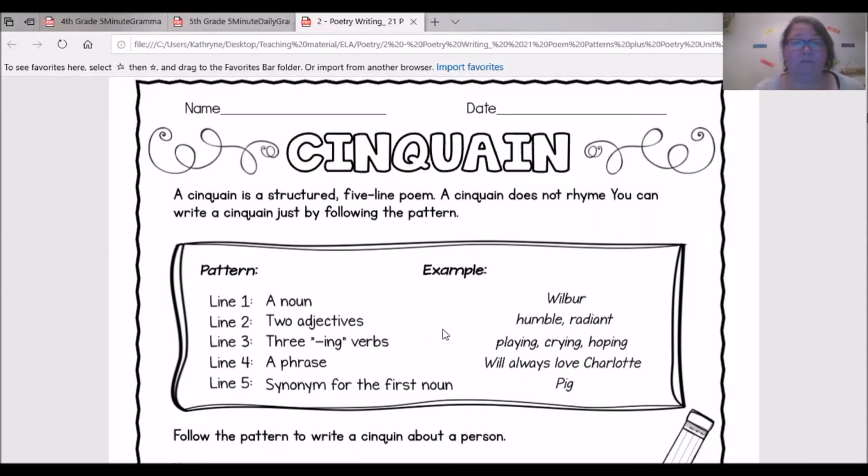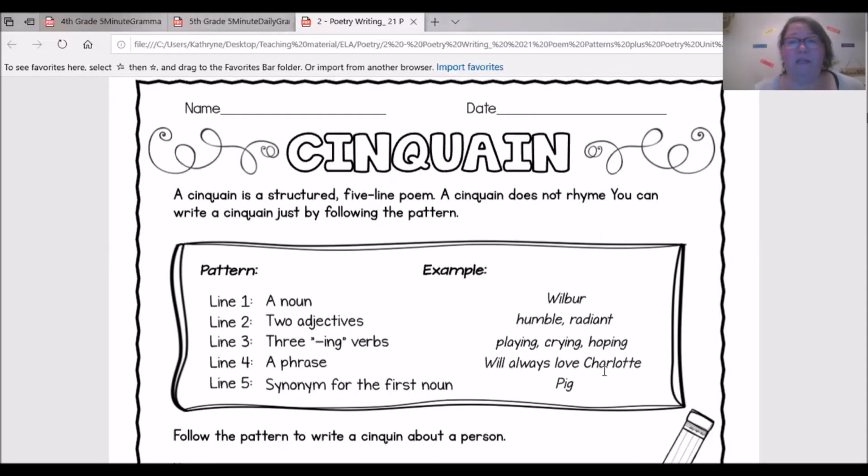If it is an object, like say a pencil, you're going to use completely different types of adjectives to describe that object. Your line three are three ing verbs. In this case, playing, crying, hoping. So these are three verbs. Remember, verbs are action words, and you're going to put an ing on the end of it. So something that this person or this thing does on a regular basis, and just add that ing to the end of it.